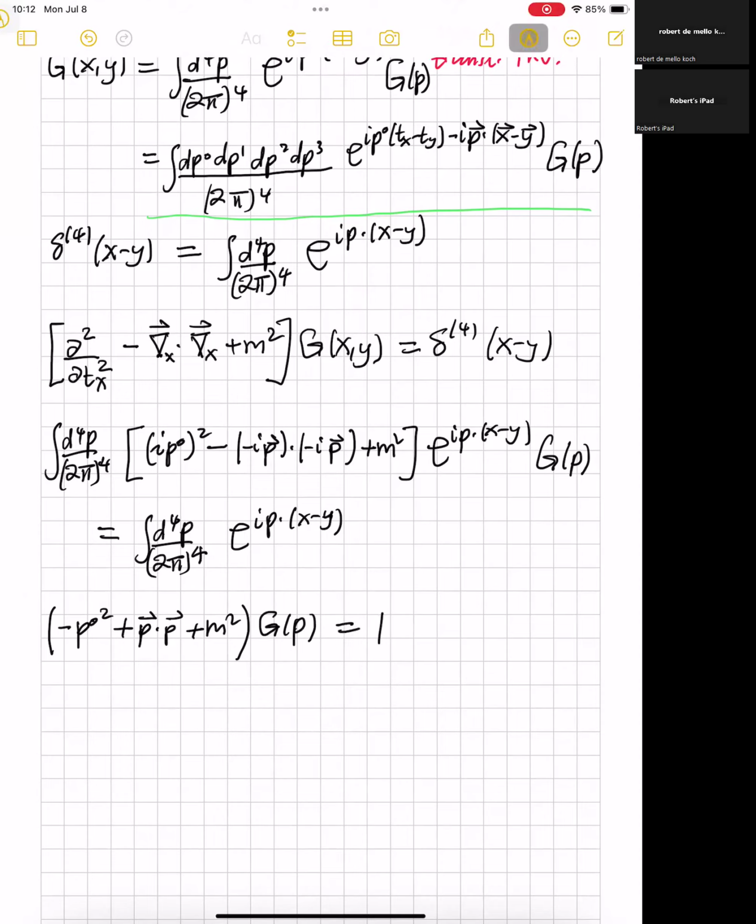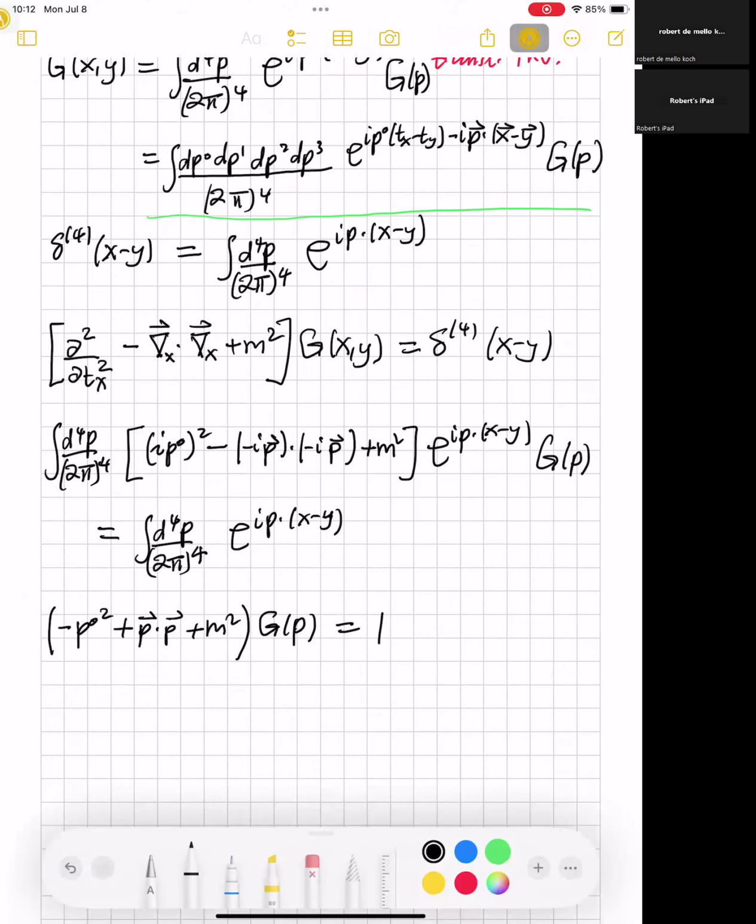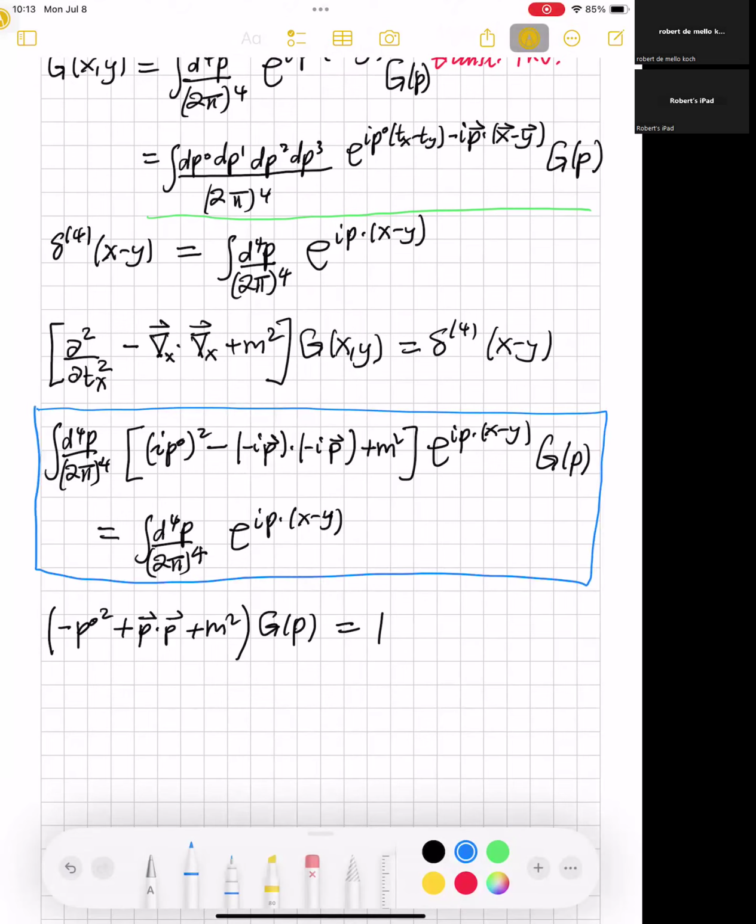And what I've said is, if these two functions in this blue box are equal, their Fourier transforms would be equal. The left-hand side of the equation in the blue box is just the Fourier transform of minus p naught squared plus p dot p plus m squared times g of p. And the right-hand side is just the Fourier transform of 1. Good. So that's what we've gotten.